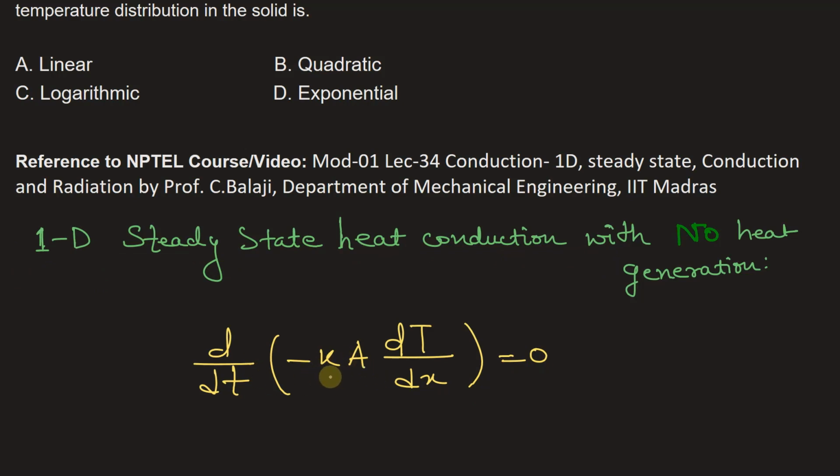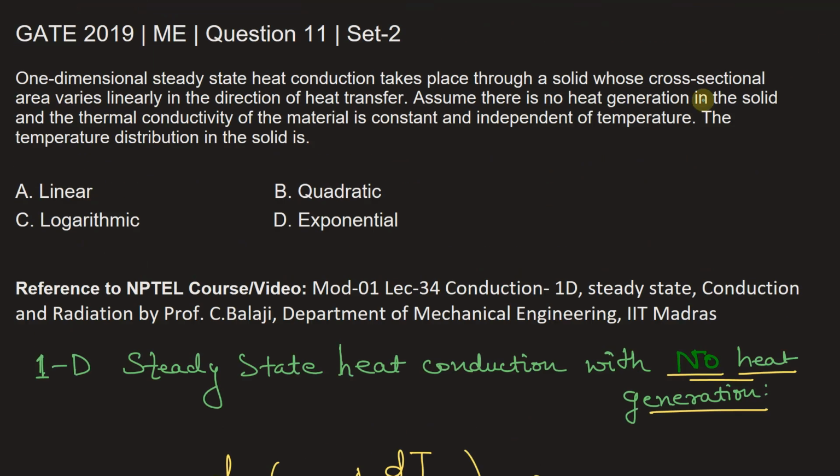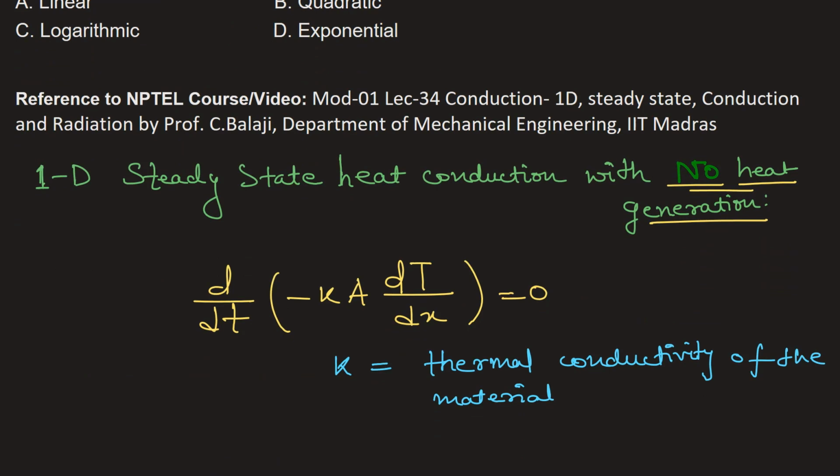Now in this equation, k is the thermal conductivity of the material, A is the cross-sectional area, or we can also say the surface area, and T is the temperature. So dT/dx is the change of temperature in the x direction, and this whole quantity is changing with respect to x. It's also given in the question that the cross-sectional area varies linearly in the direction of heat transfer. So let's understand what it's trying to say.